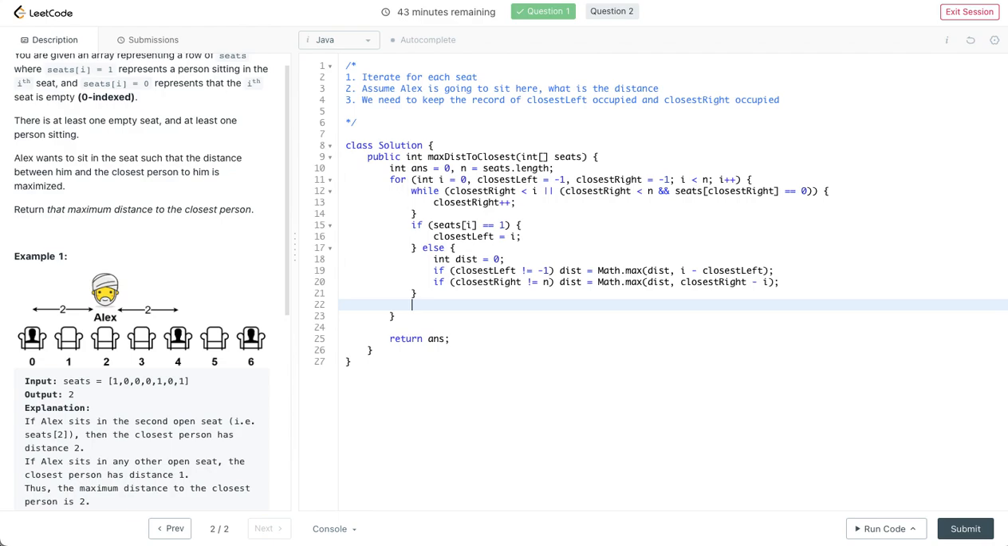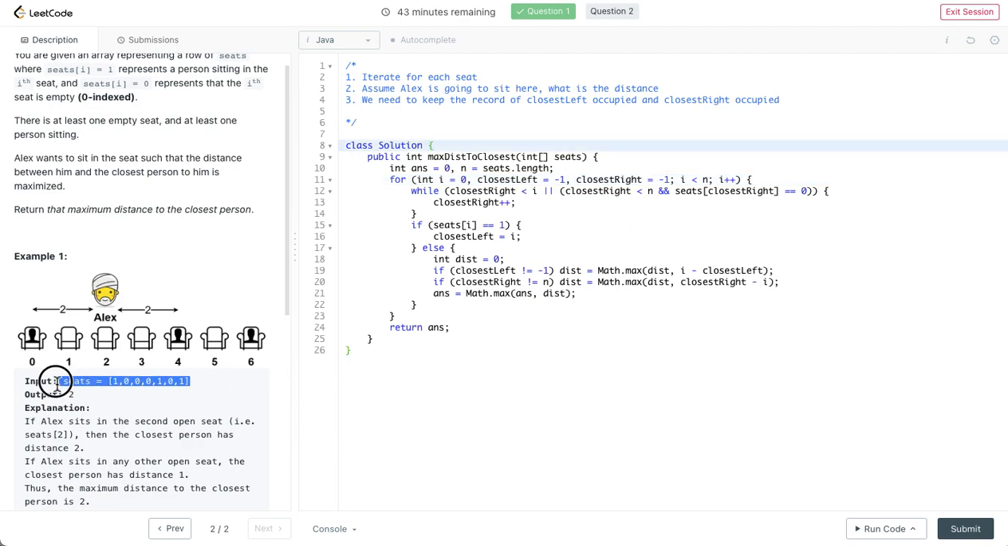Can calculate that, and after that we can know the distance if we put Alex on the I seat. Okay, sorry, let's try to dry run this.